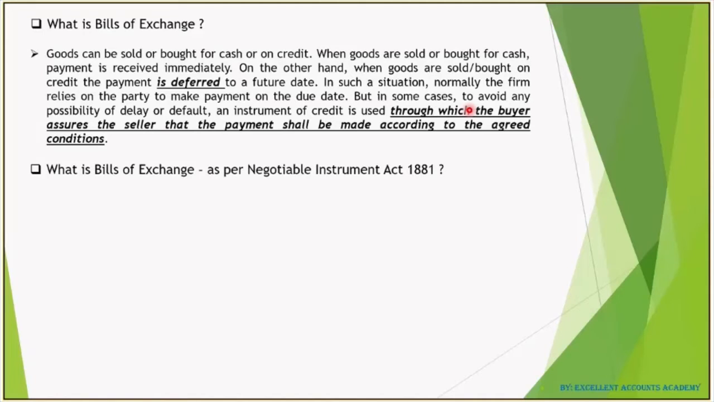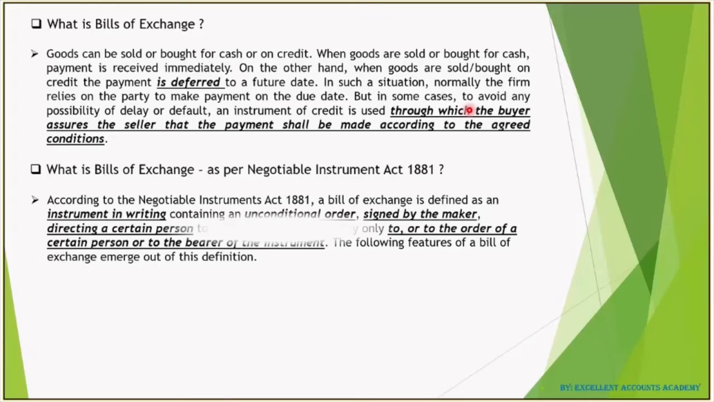But the bills of exchange is basically governed by the Negotiable Instruments Act 1881. According to the Negotiable Instruments Act 1881, a bill of exchange is defined as an instrument in writing containing an unconditional order signed by the maker directing a certain person to pay a certain sum of money only to or to the order of a certain person or to the bearer of the instrument. The following features of a bill of exchange emerge out of this definition.